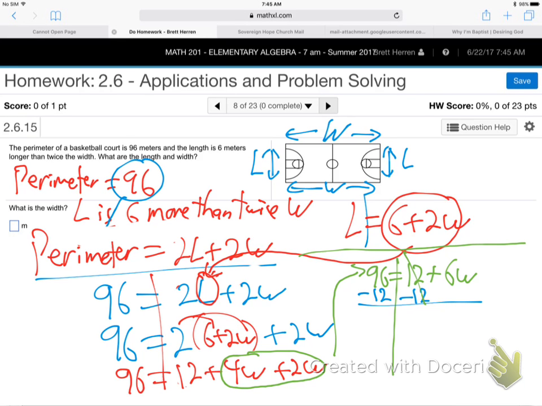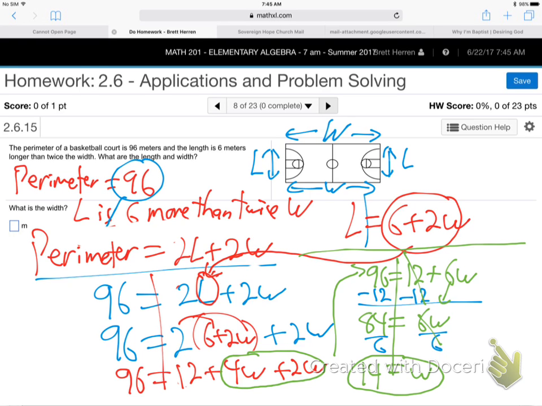And what is that? 84 is 6W. Last step is divide, like always. Divide by 6 on both sides. Is that a 14? Yes, 14. The width is 14. So you can read that down there. So the width is 14.